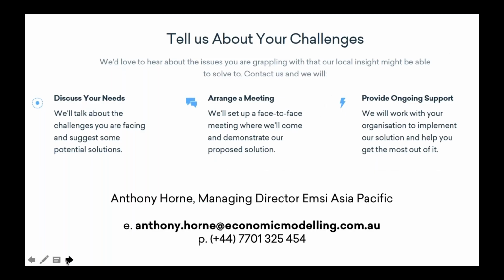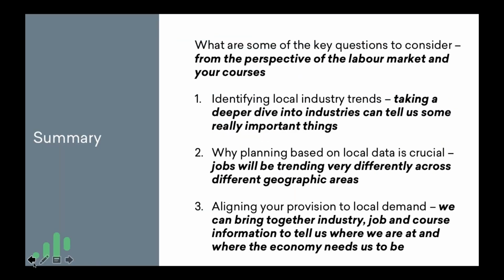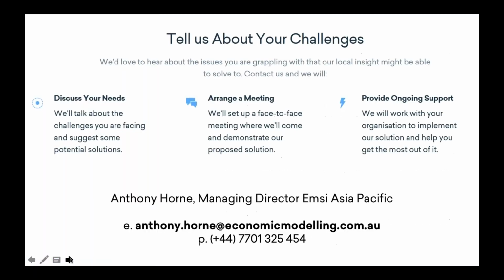So industry as a starting point, then occupational job data to give us the real detail of what's happening in your area from an occupational point of view. And then we can start to pull in your course information to really get to grips with where your offering at your institution is at right now, and maybe where it needs to be in the future.